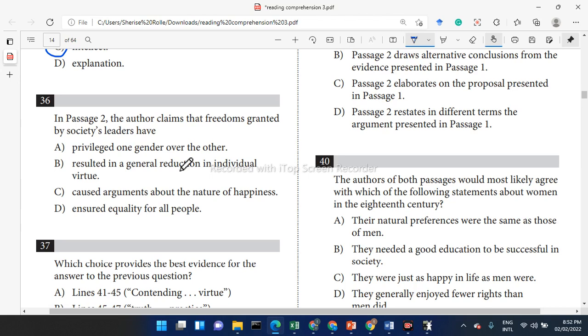All right, so passage 2. In passage 2, the author claims that freedoms granted by society have: A. privileged one gender over the other, B. resulted in a general reduction in individual virtue, C. caused arguments about the nature of happiness, or D. ensured equality for all people. I think it's A. Privileged one gender over the other. Which gender is that? Men. Yeah, she's saying that.